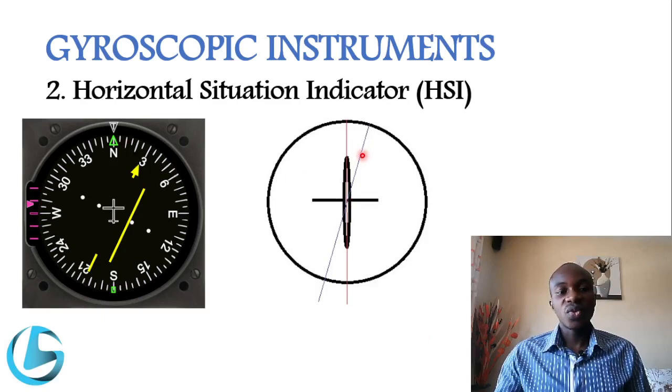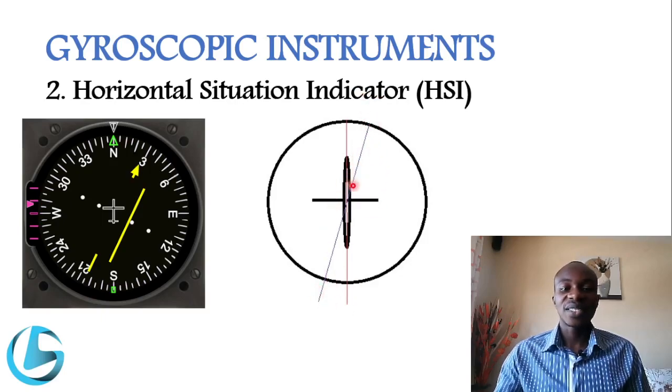This gyro also has 3 degrees of freedom, and it also employs the rigidity in space characteristic of a gyroscope. So I'll quickly try to explain how the gyro works inside the instrument. This is our instrument, and this is the face of the instrument. This is our gyro and the spin axis.